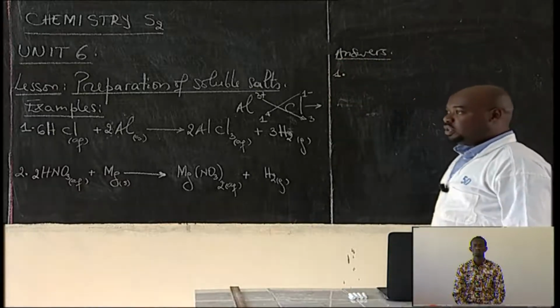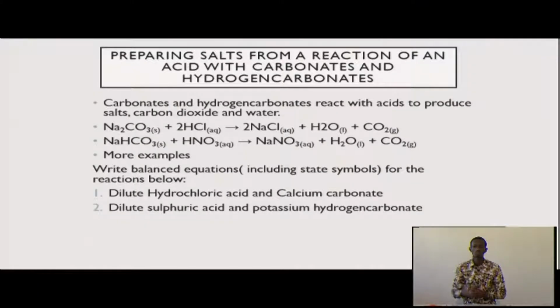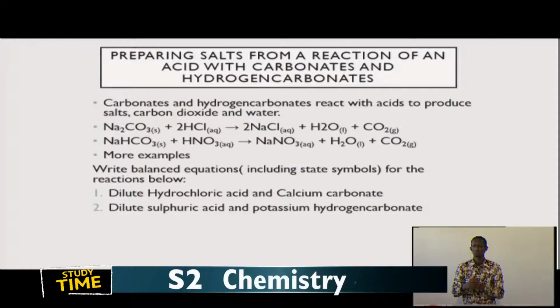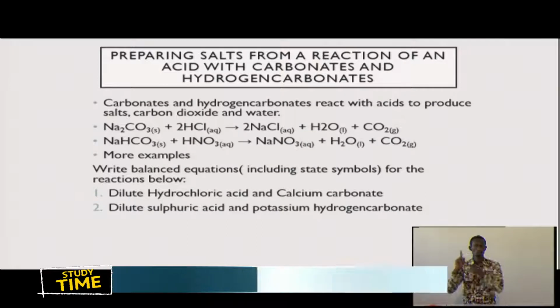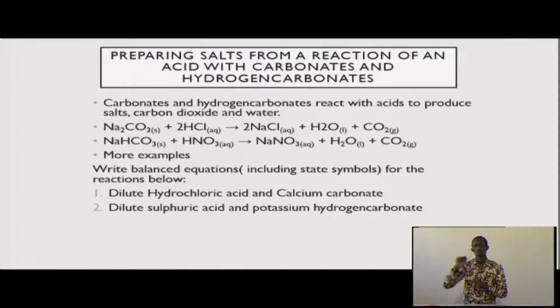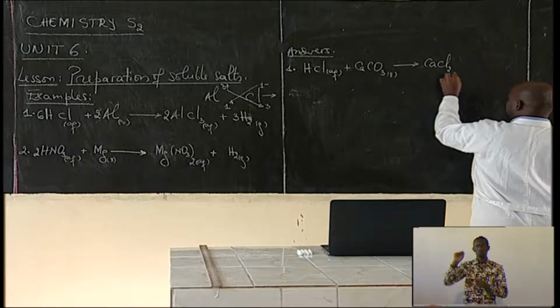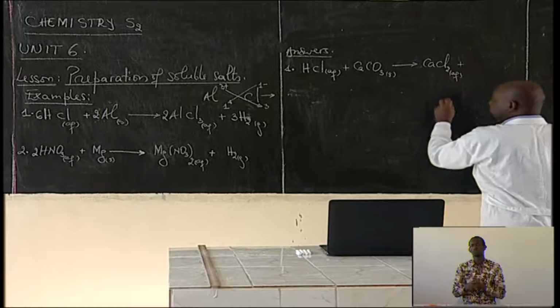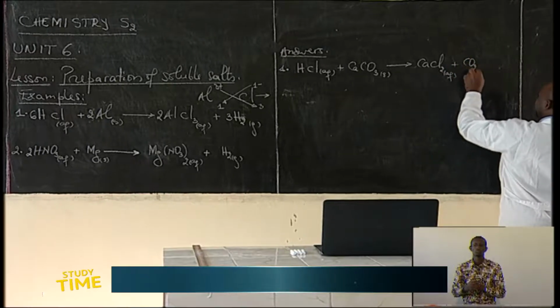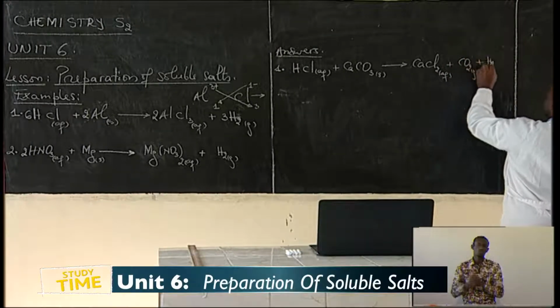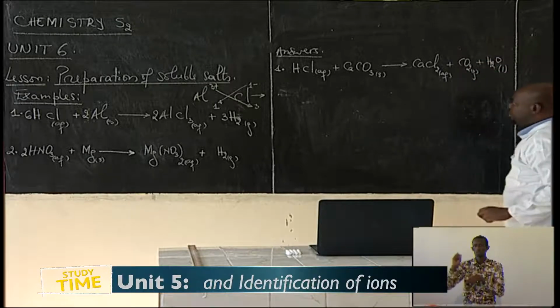Answer for the first equation. We have dilute hydrochloric acid reacting with calcium carbonate, HCl plus calcium carbonate, solid. And what do we produce? We produce calcium chloride, a soluble salt, plus carbon dioxide, which is a gas, and water, which is liquid.